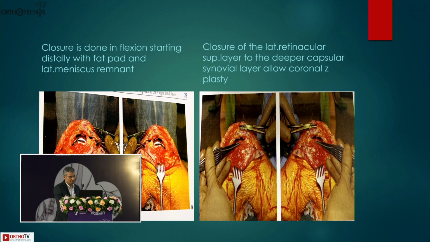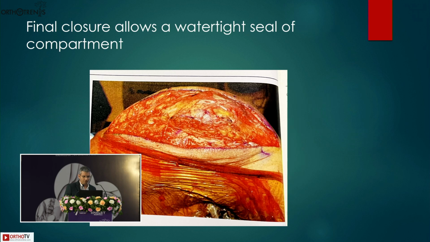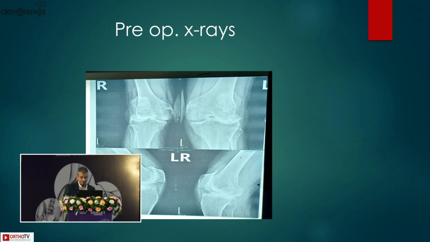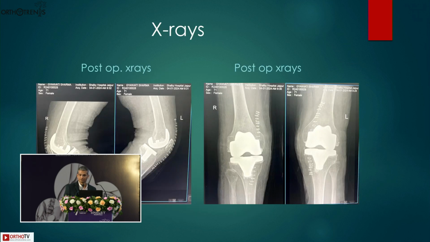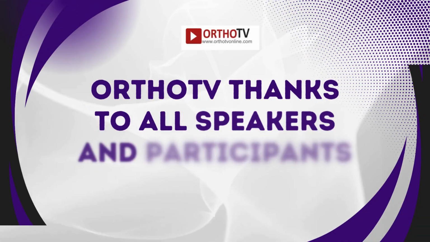And this is the closure trick: closure is done in flexion, starting distally with the fat pad and the lateral meniscus, which you left at that time, and then you close the lateral retinaculum superficial layer with the deeper capsular synovial layer. That is coronal plasty, which helps you in the closure at the end. So you can see the watertight closure after the surgery, and these are my pre-op X-rays and post-op X-rays after surgery. Thank you.